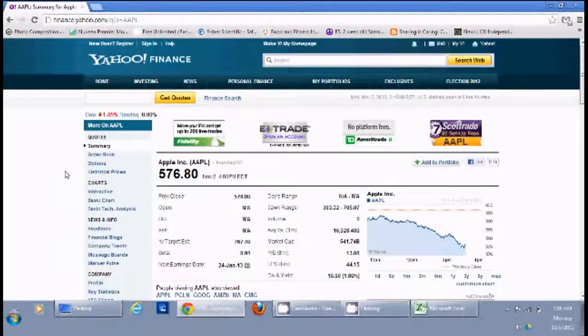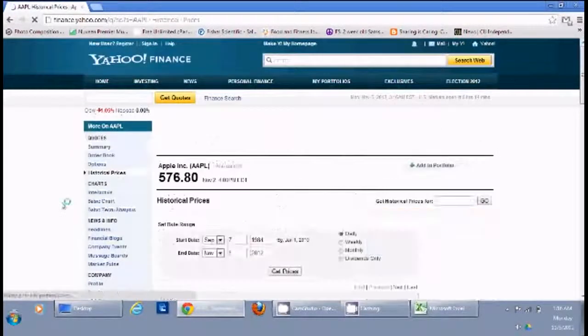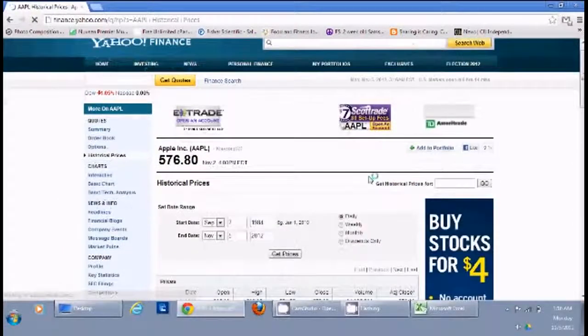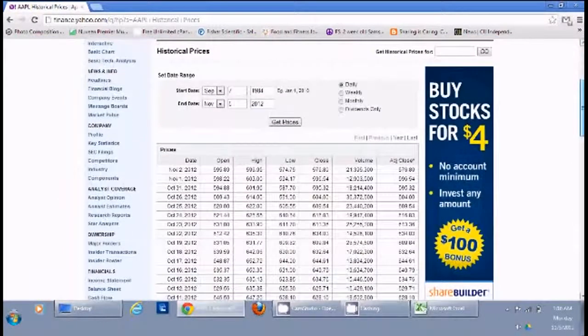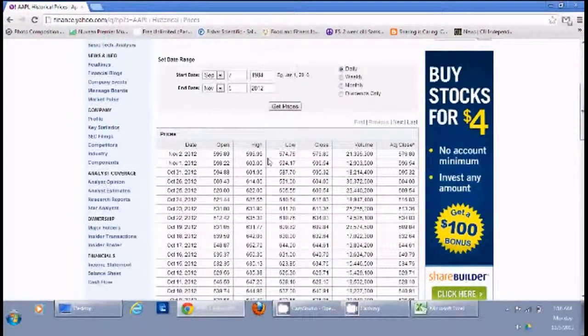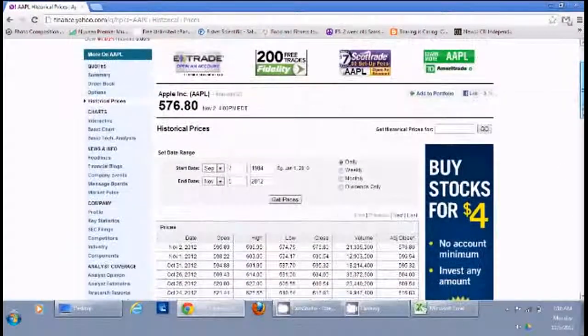So let's go to Yahoo Finance, and I'm looking at the stock of Apple. On the left column I can click on historical prices, and then I can see that it gives me the price of every day since 1984 in this sheet. I don't need this much price detail, so let's take the values for approximately the last 5 years.